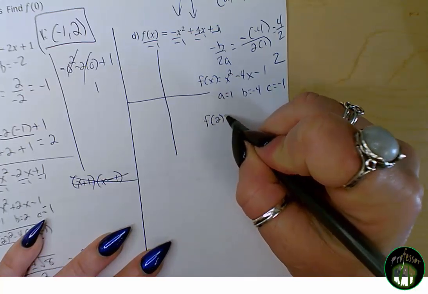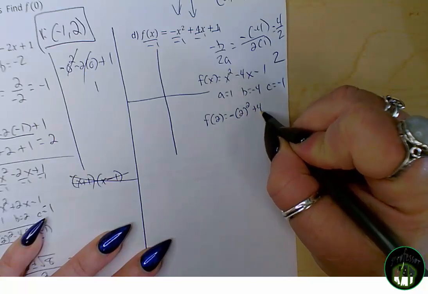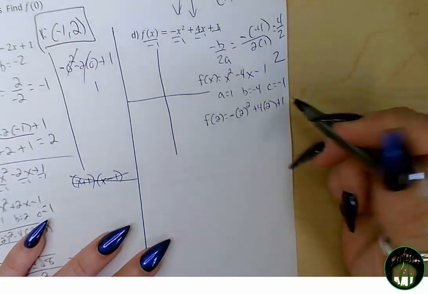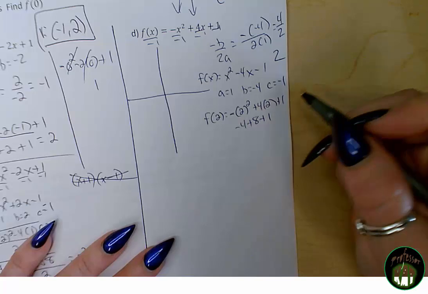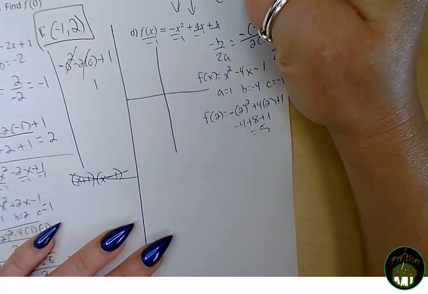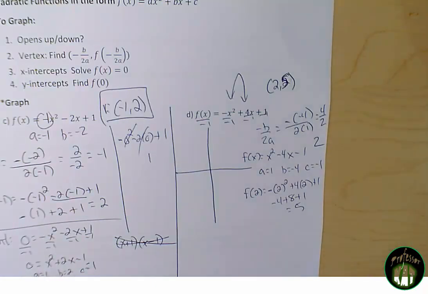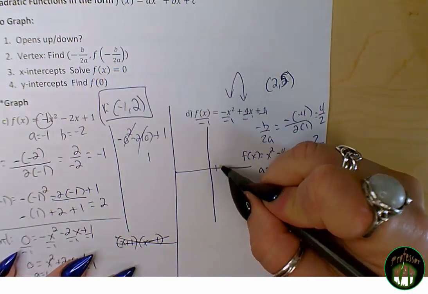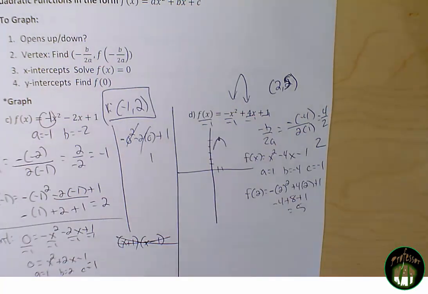Now find f of 2, which is going to give us, let's see, negative 2 squared plus 4 times 2 plus 1. So this is going to give us negative 4 plus 8 plus 1, which is equal to 5. I'm sorry, I don't know why I wrote a 2 there. All right, so that's going to be (2, 5) as our vertex. So positive 2, positive 5, going downwards here is about what our graph is going to look like.